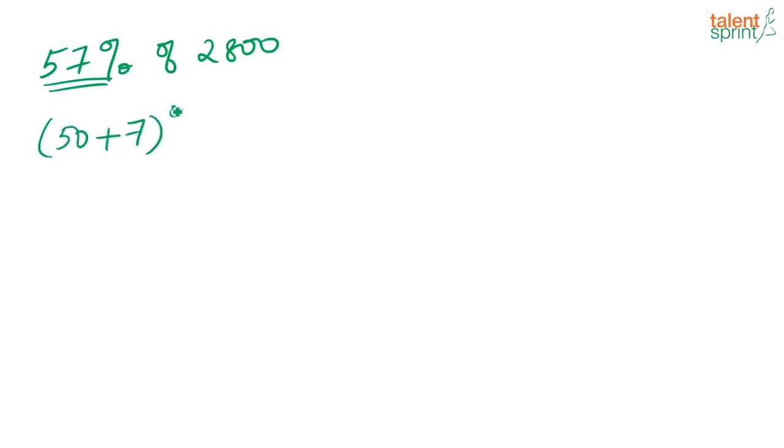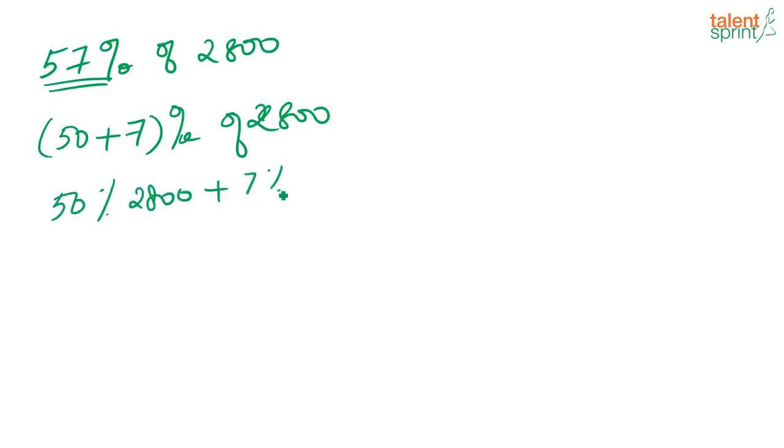Okay, so again, when you have these percentages, you can use the split and merge method. See, let me take a question for you. 57% of 2800. How will you do this question? Whenever you have such questions, you have to split the given percentage. I can write this as 50 plus 7% of 2800. Why am I splitting it? Because it is easier for me to calculate. Now, this is nothing but 50% of 2800 plus 7% of 2800.